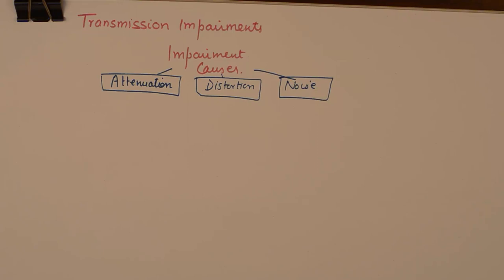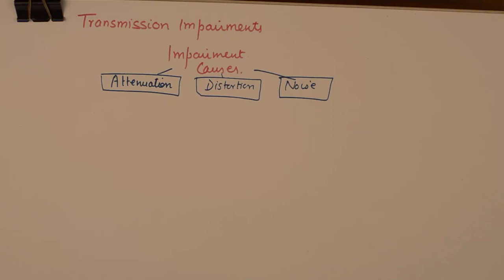Why does the signal degrade? This could happen because of various reasons. Some of them may be evident, some of them may be obvious, and some of them may not be obvious, and some of them may be intermittent, some of them may be persistent. So we'll talk about everything that causes the signal to degrade in transmission impairment.